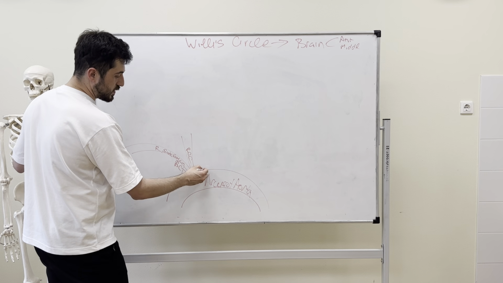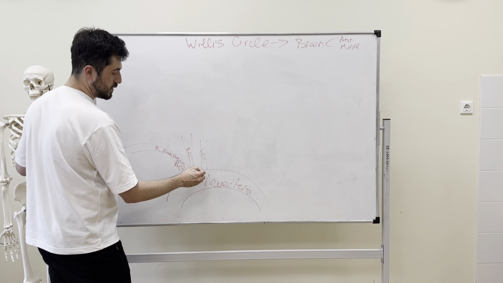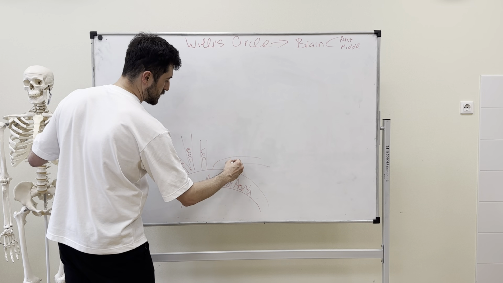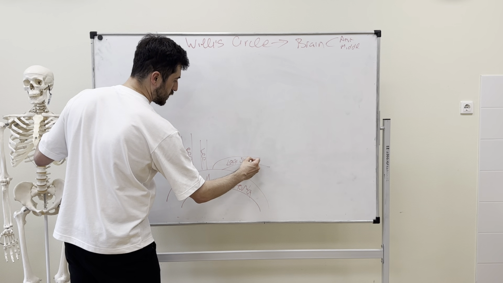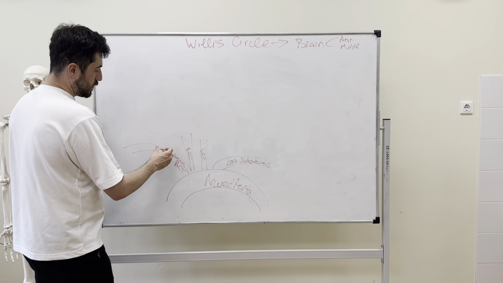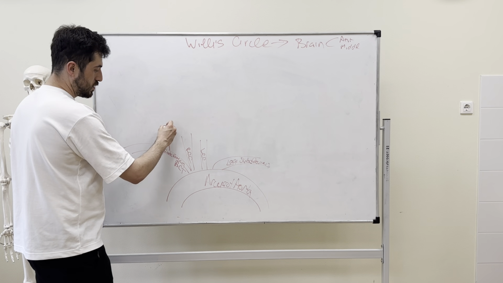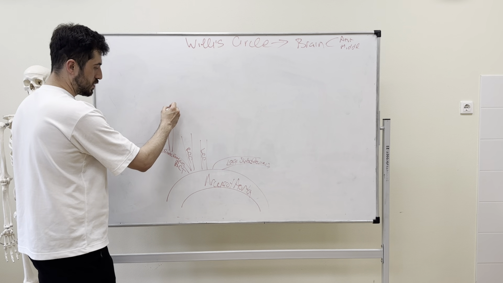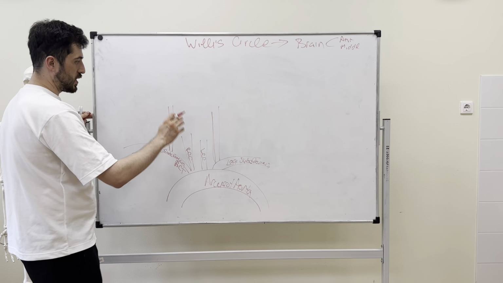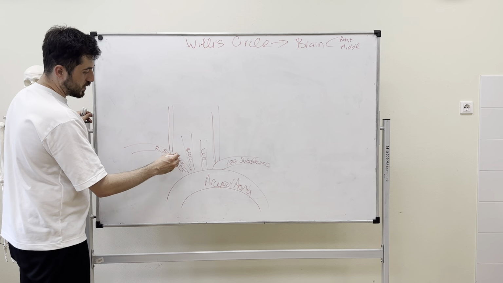The next branch will be the left common carotid, and the next one will be the left subclavian artery, right? So the first two branches of the subclavian arteries are, what are they? These two branches, which go up, will be the vertebral arteries. Yeah, vertebral arteries.